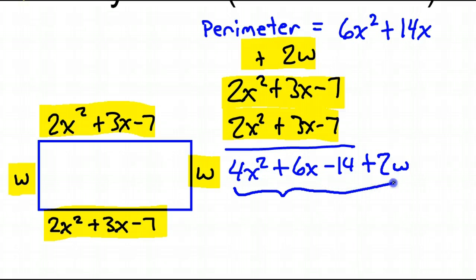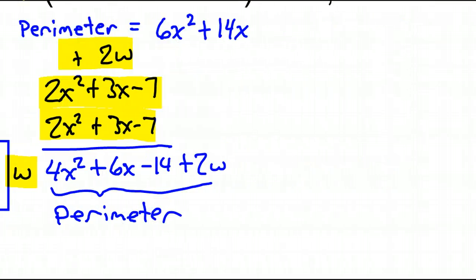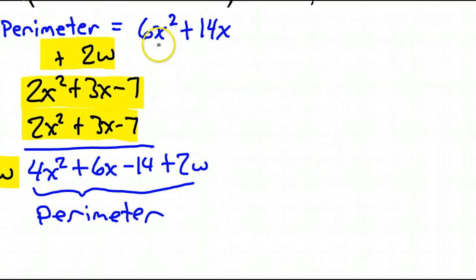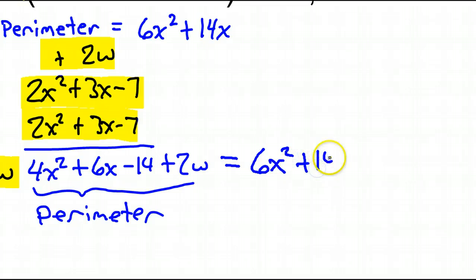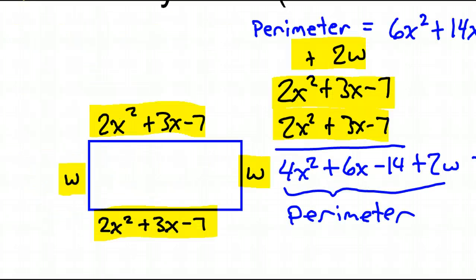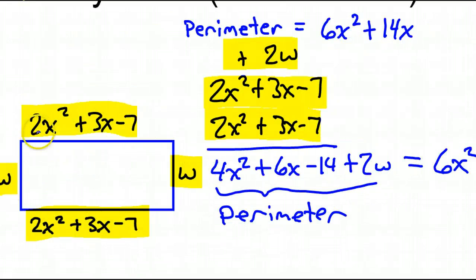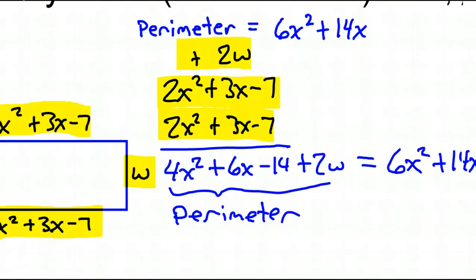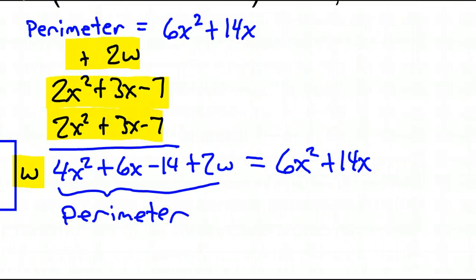Alright, I'm just going to label this temporarily. This is the perimeter. Okay, but we know that the perimeter is supposed to equal 6x squared plus 14x. So that means all this perimeter right here better equal 6x squared plus 14x. So there's the perimeter that they gave us, and then there's the perimeter that we found by adding all these up. Those two perimeters better be the same thing.